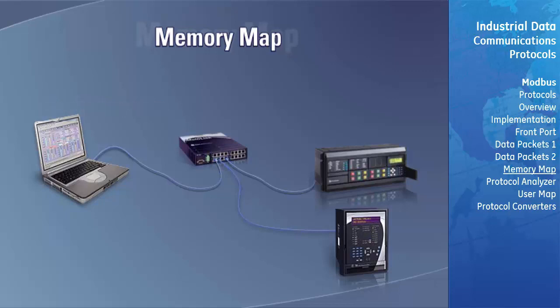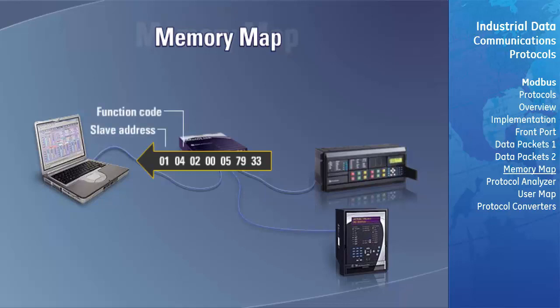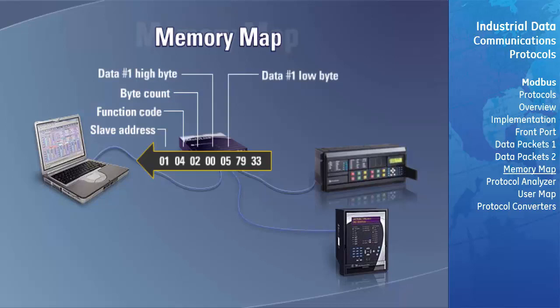With the flash message set to a value of 05 hex, we would expect the following response in hexadecimal from slave number 1, followed by an idle time of 3.5 characters. The slave address is 1, the function code is 4, the byte count is 2, the data number 1 high byte is 00, the data number 1 low byte is 05, the CRC low byte is 79, and the CRC high byte is 33. After this packet sequence is transmitted, the master will be idle for 3.5 character times. We can see that the flash message time of 0.5 seconds was transmitted back to the master.